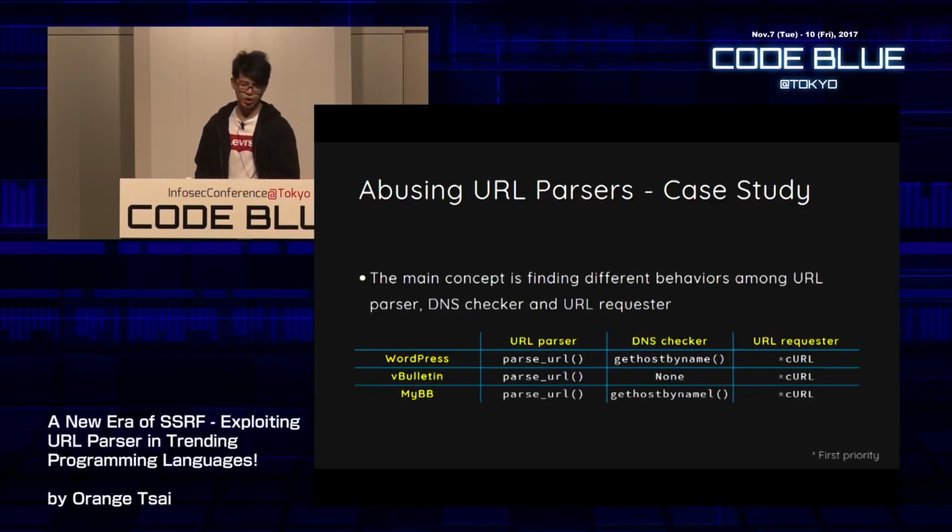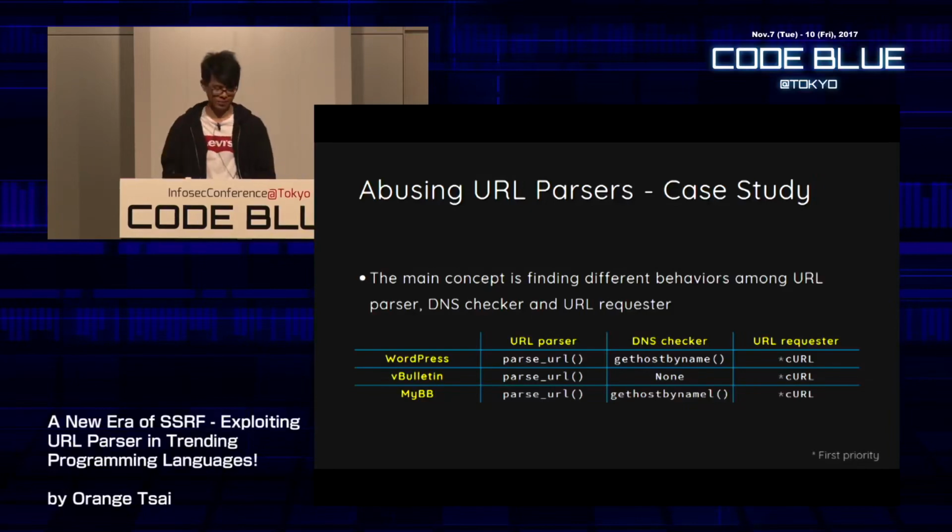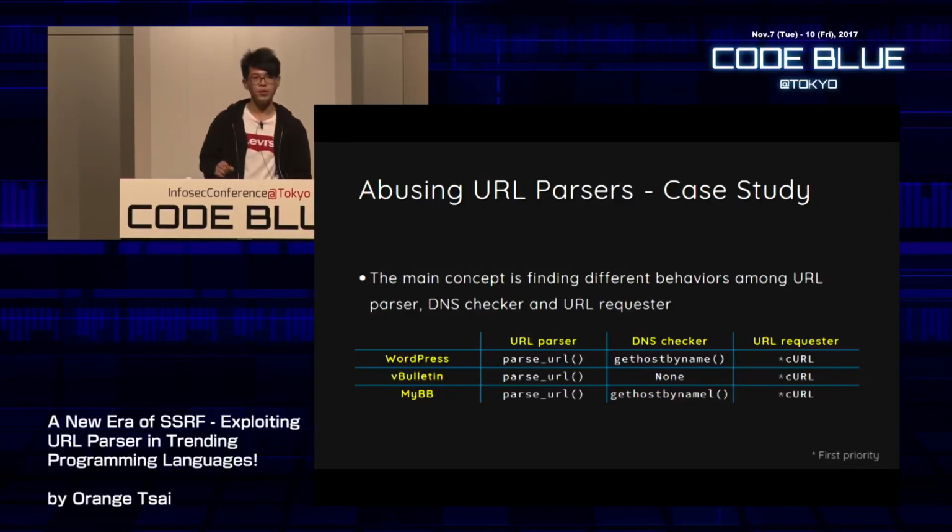These tables show which components WordPress, vBulletin, and MyBB use to treat a URL. The main concept of the bypass is finding different behaviors among the parser, the DNS checker, and the requester. If you find one, then you have the ability to bypass the restriction.